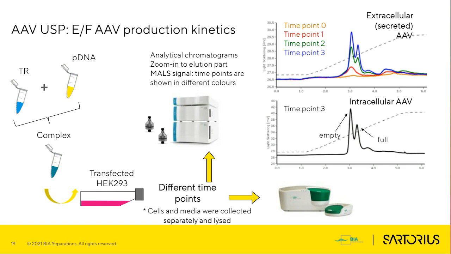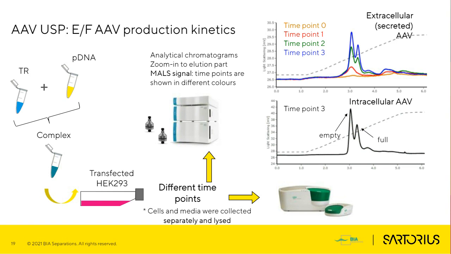So, at the time point zero, as expected, we do not see either empty or full. At the time point one, we start to see empty AAVs showing in media, which means this is secreted empty AAV. At the time point two, we see a peak that corresponds to empty AAV still growing, but we also start seeing the presence of full AAVs. And finally, at the time point three, we see that the ratio between empty and full remains more or less the same, just both peaks grow at the same time.